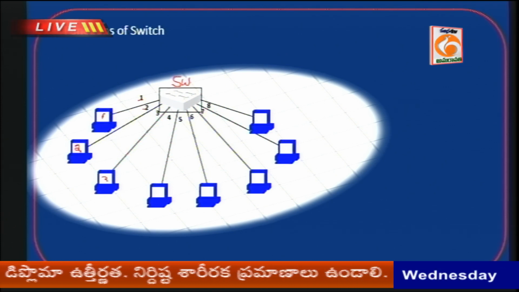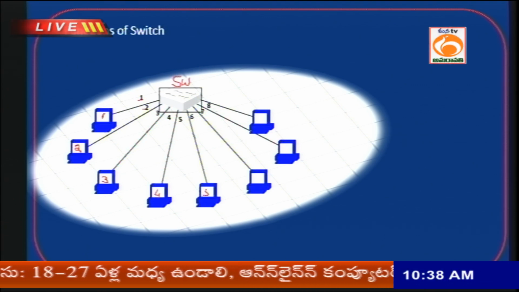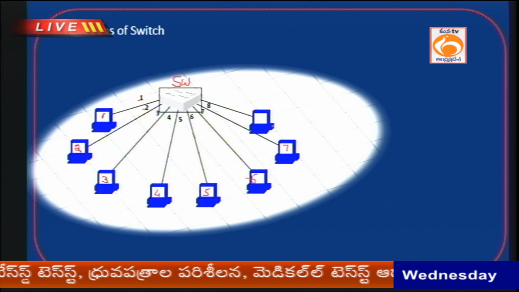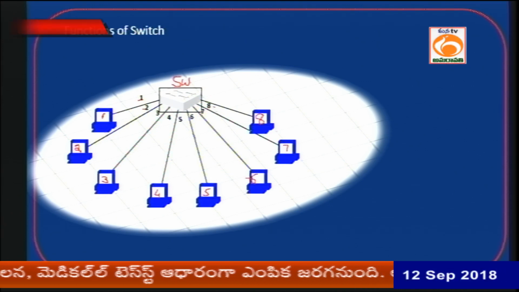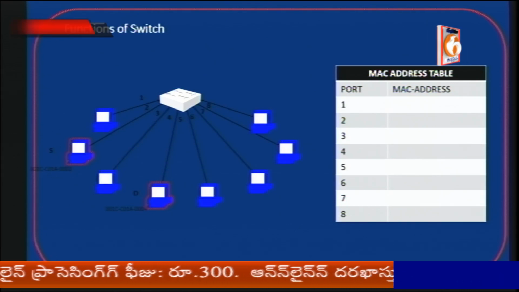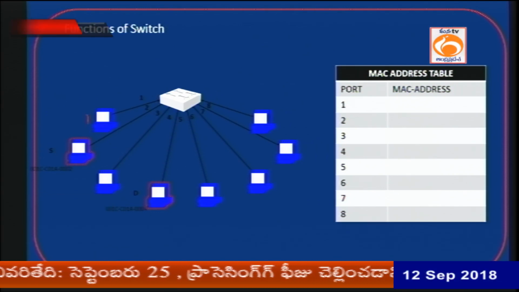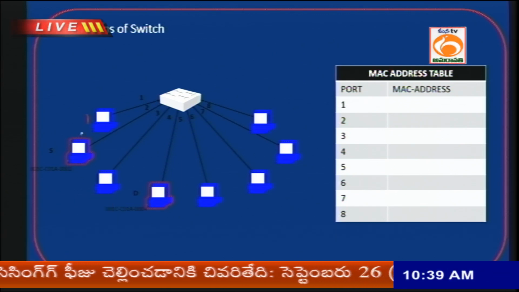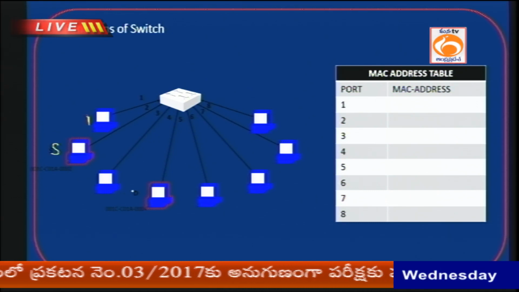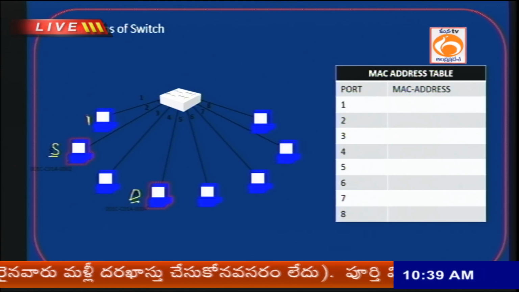And let us take an example of one of these computers sending data to another computer in the same network. We call this a local area network. There are 8 computers connected to the 8 ports on the switch, and we want to send data from computer number 2. This is the source. He is sending the data to the 4th computer. This is the destination. S stands for source and D stands for destination.